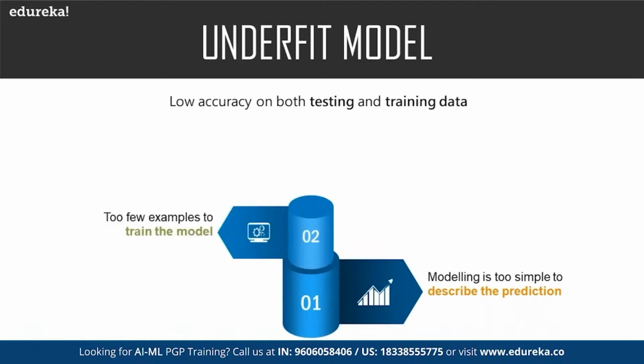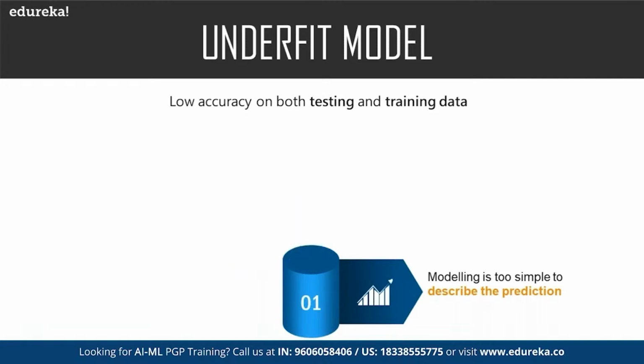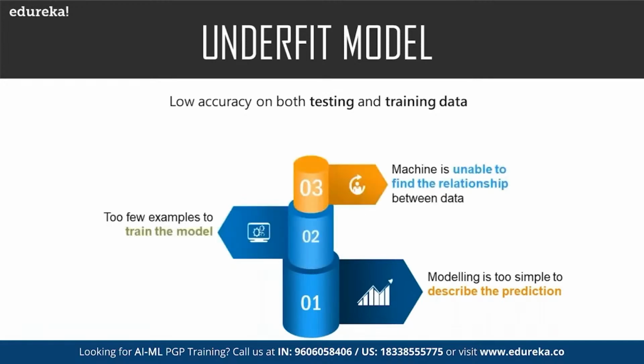So here again, too few examples to train the model, which means the examples are nothing but the samples, the data. We may be using very little data to train the model. That's again the big reason, the cause that yielded such an underfit model, I would say. And moving ahead, the machine is unable to find the relationship between the data because we haven't properly chosen the data with which we have to evaluate the model.